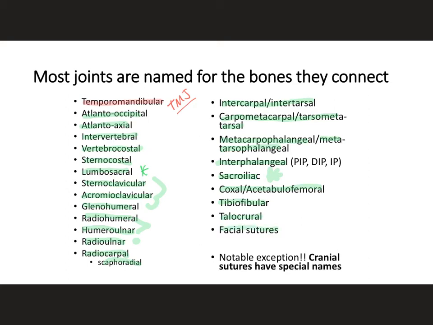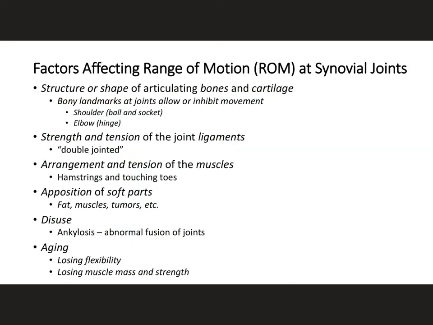We'll go through all of these. The one you may not be familiar with at all in this one is the talocrural. This is your ankle. Now, one notable exception to this naming is the cranial sutures, and that's in lab this week. So your coronal, your sagittal, the sutures surrounding your brain have special names and are not named for the bones they connect.